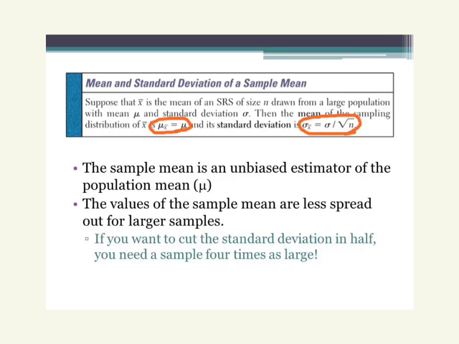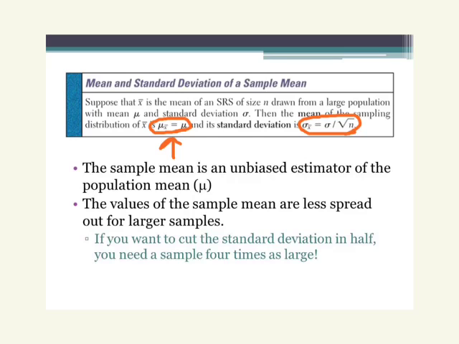Now, the next 2 bullet points are just simple little facts to keep in mind. The sample mean is an unbiased estimator. Remember, we said something is unbiased if the sample mean is equal to the true mean. Well, that's what we see in our statement up above here. That's what makes it unbiased.